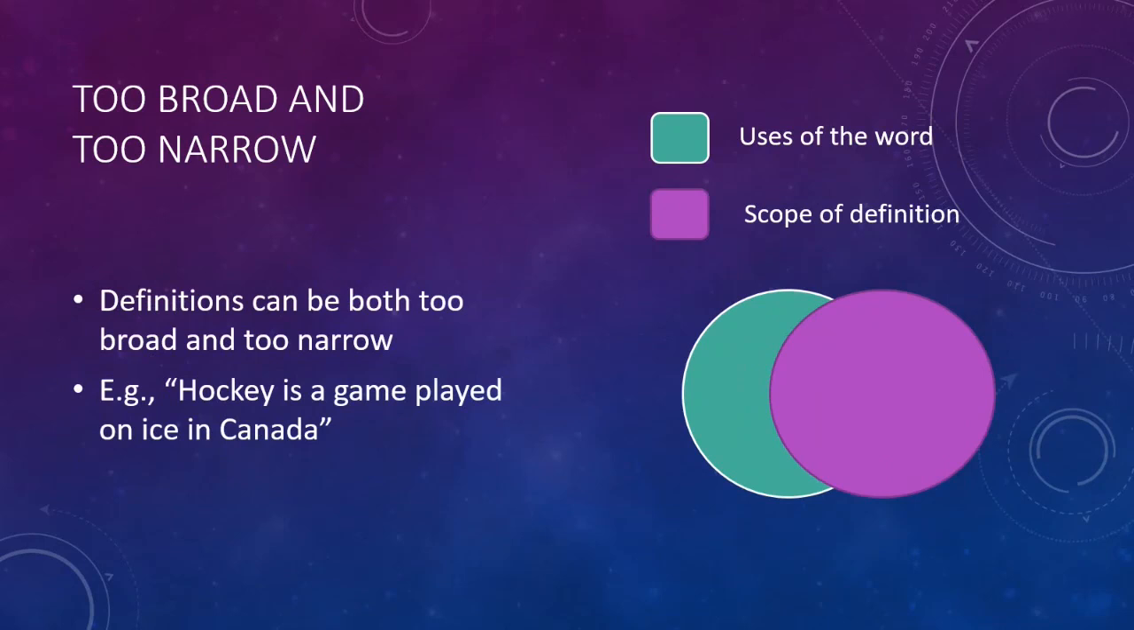Okay, and finally, you can have both. You can be both too broad and too narrow. That is, you can include things that you should be excluding, and at the same time, exclude things you should be including. So hockey is a game played on ice in Canada. So what does that leave out that it should include?